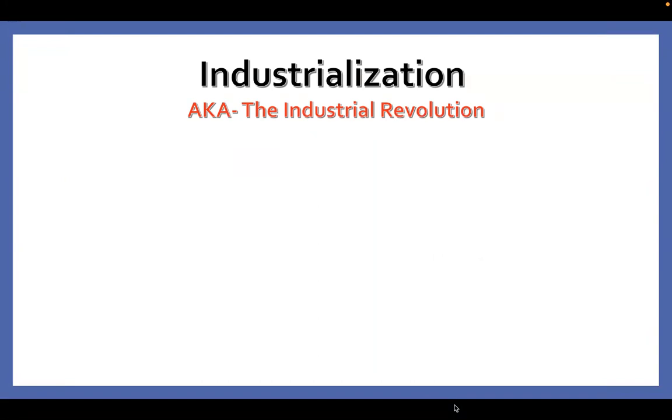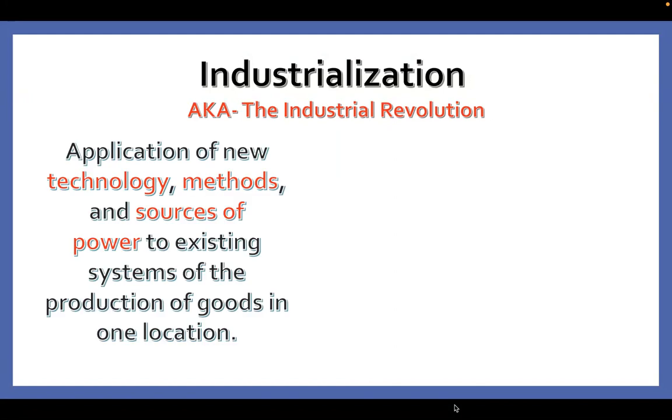So when we define industrialization, also known as the Industrial Revolution, it's defined as the application of new technology, new methods, and new sources of power to existing systems of the production of goods in one location. So I've highlighted three important things: technology, methods, and sources of power. When we talk about technology, we're talking about machines powered by things that take the production from human hands and put it into the machine.